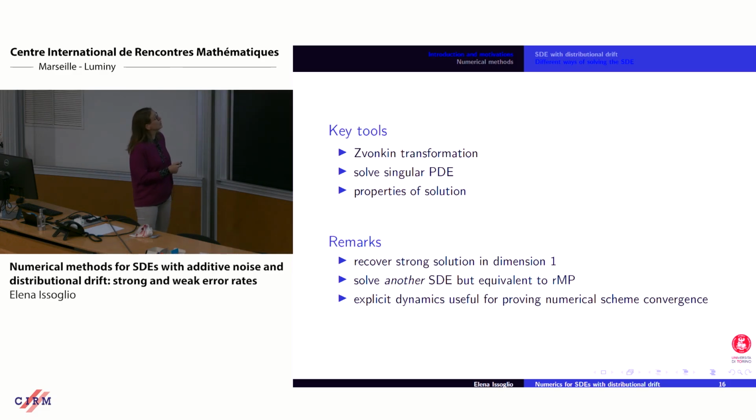Okay, so this is, like I said, based on this Zvonkin transformation, the removal of the drift. You need to be able to solve the PDE and have some properties. In particular, you need to be able to invert this Zvonkin transformation, which you can do. Again, in dimension 1, you recover strong solutions. The drawback is that you solve another PDE, SDE, but it has been shown that this is equivalent to the Rough-Martingale problem, and it's good because you have an explicit dynamics that you can use to do computations.